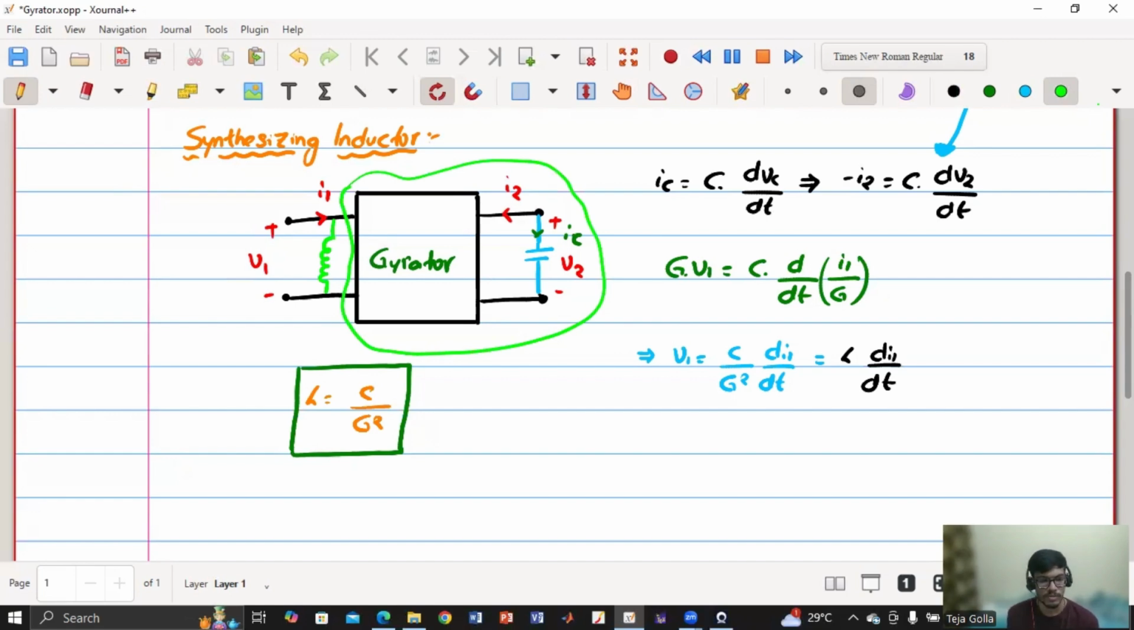So this is the overall theory behind the gyrator circuit, how we are getting the inductor, or how we are synthesizing the inductor using the gyrator circuit by connecting a capacitor at the other pole.